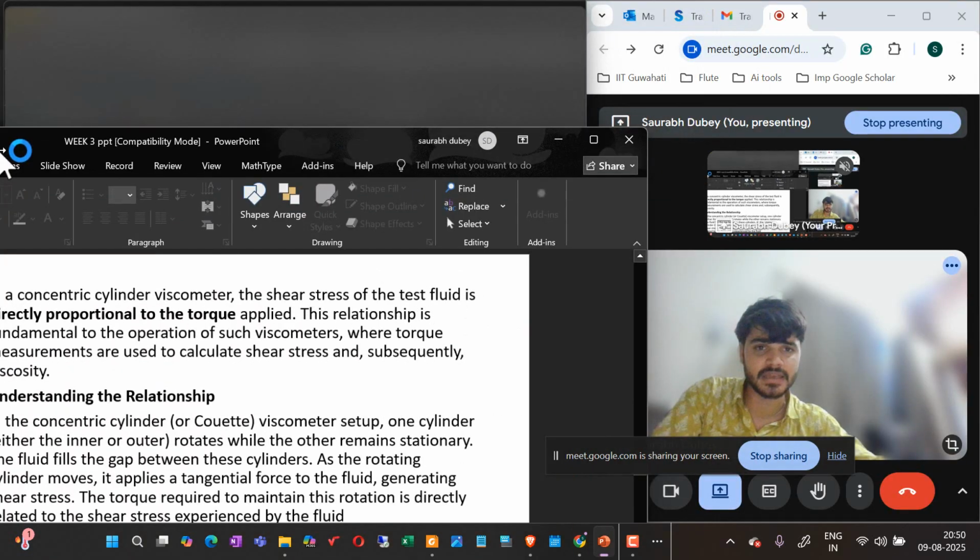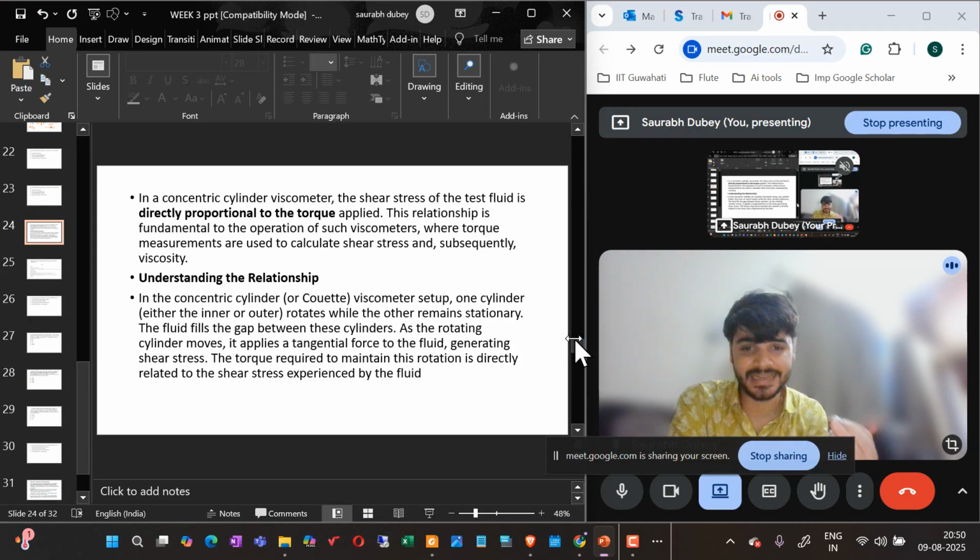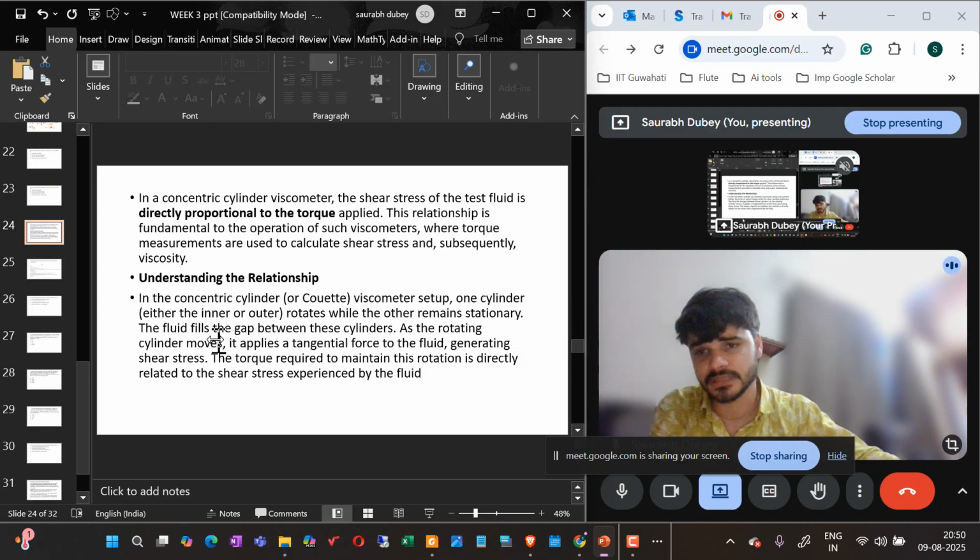Whichever is stationary, there you have the no slip condition. While the other remains stationary, the fluid fills the gap between these cylinders. As the rotating cylinder moves, it applies a tangential force to the fluid. That was the thing we were talking about, the v theta component, which applies a tangential force to the fluid, generating a shear stress. The torque required to maintain this rotation is directly proportional to the shear stress experienced by the fluid.